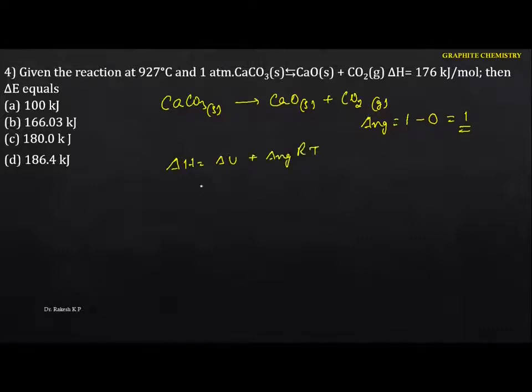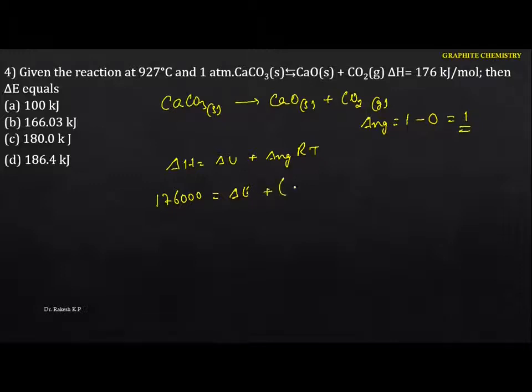So the delta U is nothing but the delta E. I'm going to take this value in terms of joules. That becomes 176000. So we don't know this one. This one I can write as delta E, because the delta U is nothing but the delta E plus.